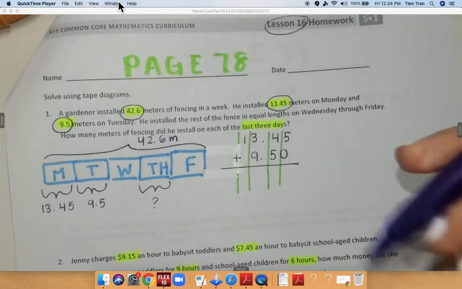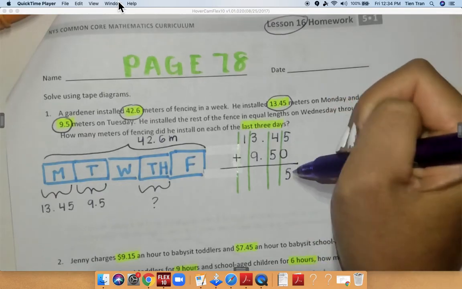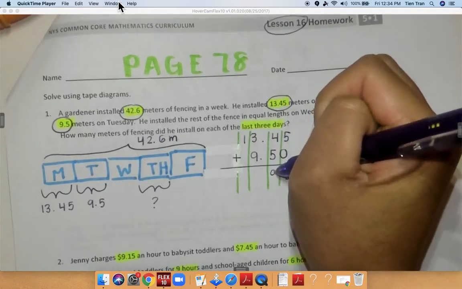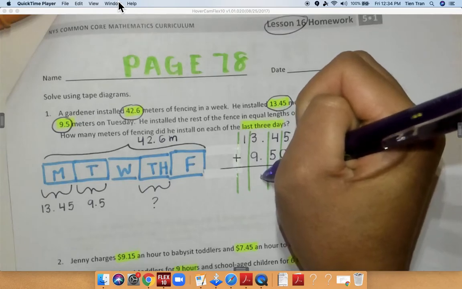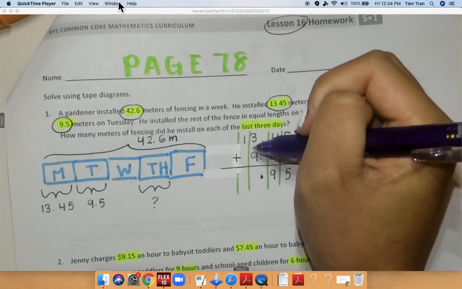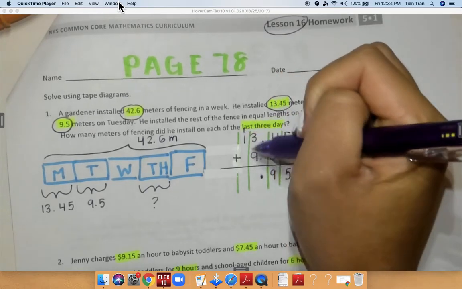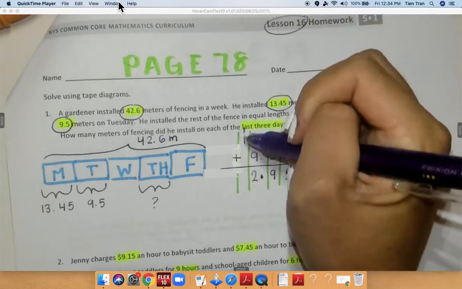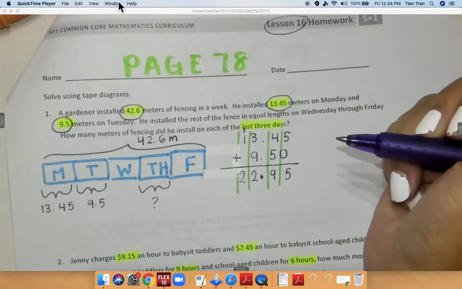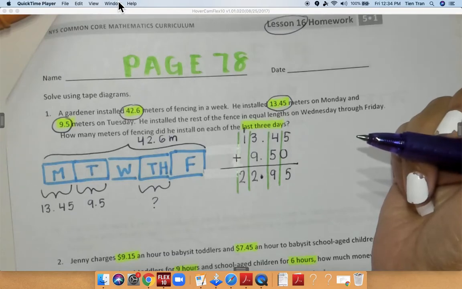So I know that 5 plus 0 is equal to 5. 4 plus 5 is equal to 9. Bring down my decimal. Always bring down your decimal. 9 plus 3 is equal to 12. Carry my 1. Bring down my 2. And 1 plus 1 is equal to 2. So right now we have 22.95 meters.